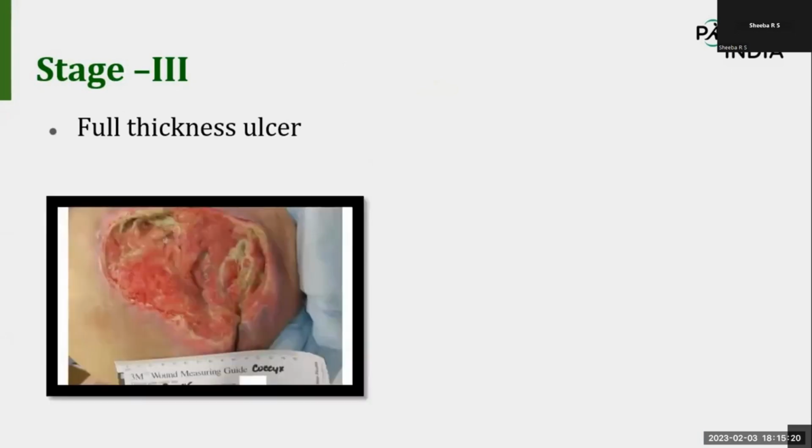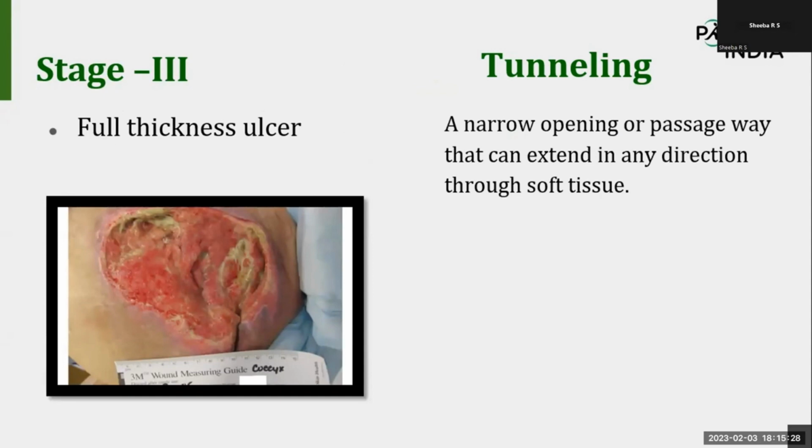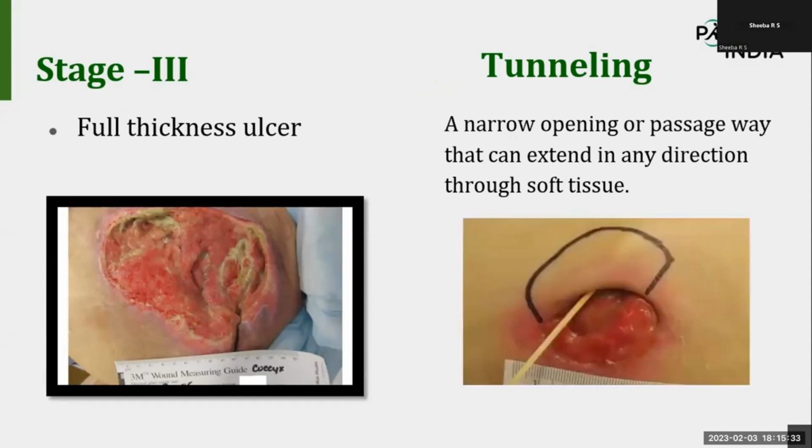The third stage is the full thickness ulcer. All tissues will be affected. The subcutaneous tissues will be lost. You can see the picture. Sometimes tunneling will be there. Tunneling is a narrow opening or passageway that can extend in any direction through the soft tissues. You can see that picture. So this is called tunneling.